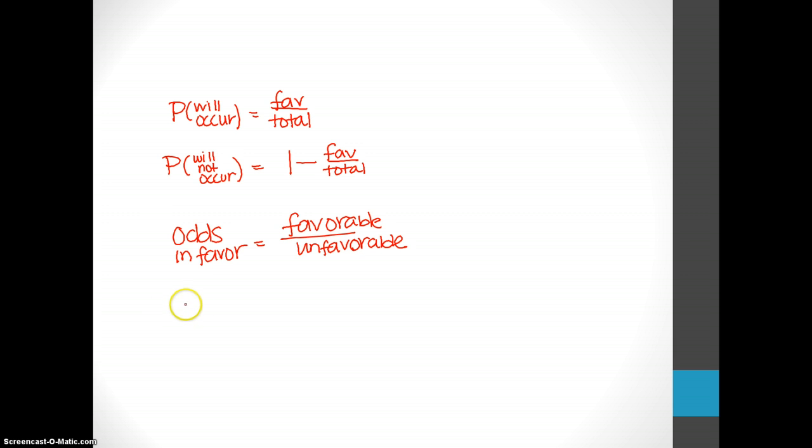To use probability to find the odds, you would take the favorable over 1 minus the favorable, which is really just taking favorable over unfavorable. Make sure you have this written down so you can refer back to it as you do your practice problems.